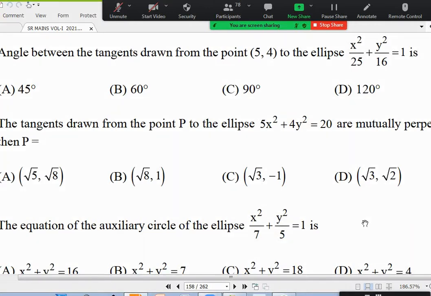Any doubt about 64? Anybody? You don't have to check for each option what the angle is. You take the director circle. Each option is substituted. Whichever point satisfies the director circle, the tangents are perpendicular from that.